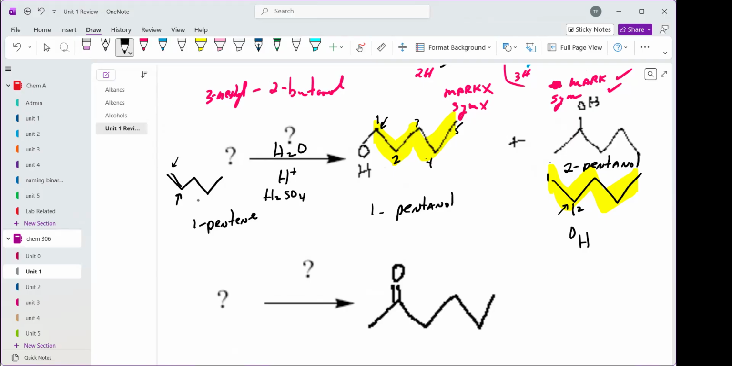Okay, so does that make sense? Again, we're integrating the flow chart with what we're trying to do. Either you need to make something, or you have something and you throw in some conditions and it's converted.